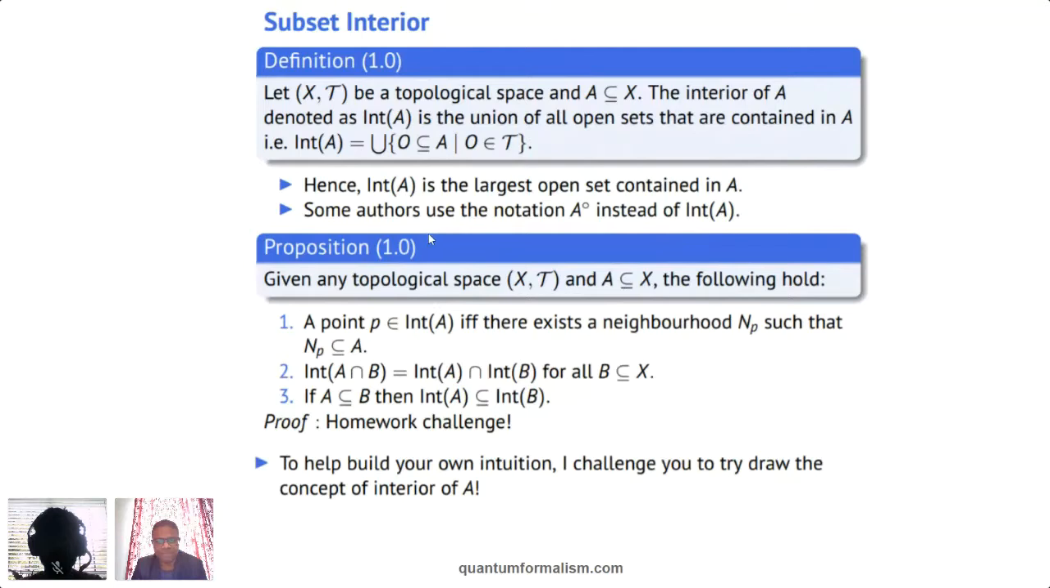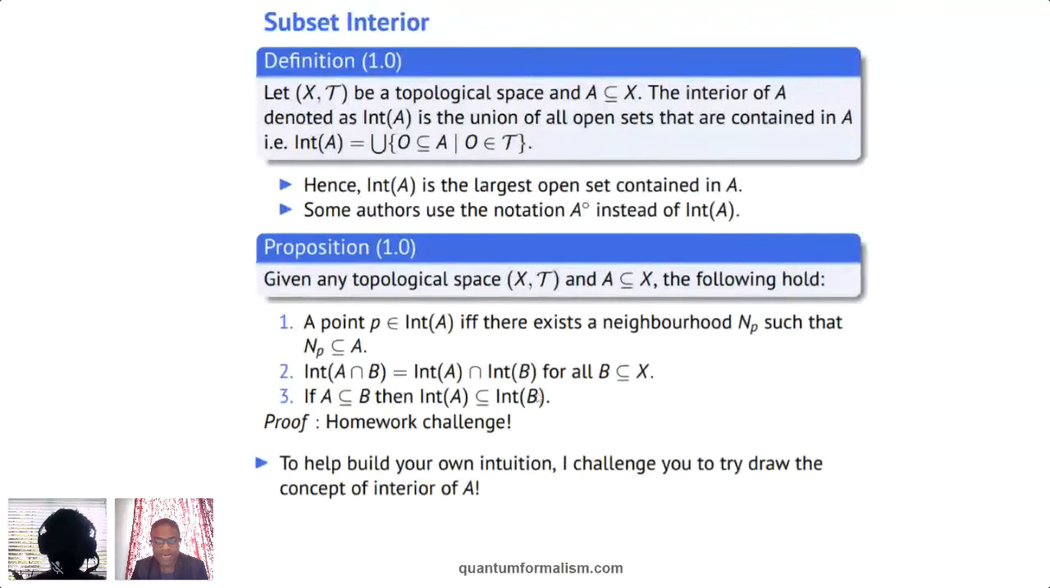And here's the first challenge for you. The first proposition is this. You can see the interior has some nice properties. For example, a point P is in the interior of A if and only if there exists a neighborhood N of P, remember we denote it N_P, such that N is contained in A. And it has some other nice properties too. I claim this is very easy for you, this is set theoretic stuff, really. This is like kindergarten stuff. You will be able to solve this.